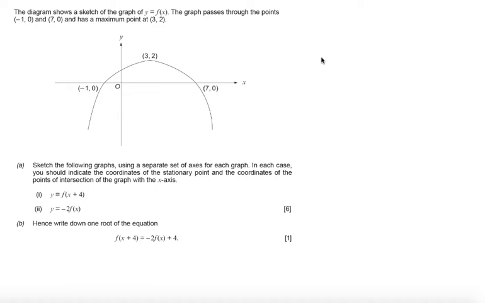The diagram shows a sketch of the graph y equals f of x. The graph passes through the points -1, 0, and 7, 0, and has a maximum point at 3, 2. Sketch the following graphs using a separate axis for each graph. In each case, you should indicate the coordinates of the stationary point and the coordinates of the points of intersection of the graph with the x-axis.